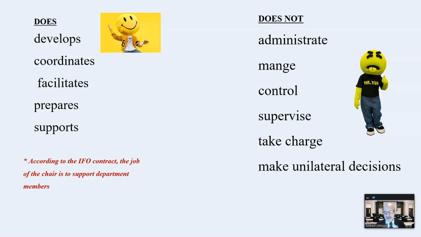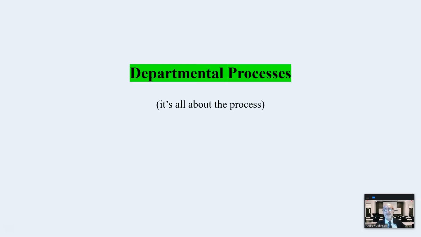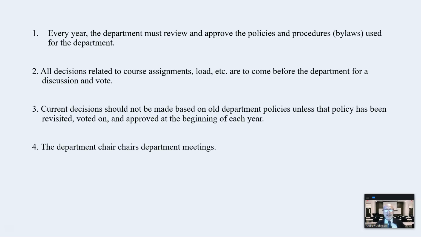So let's talk about department processes. And having a good set of processes in place avoids so many problems, including microaggression, bullying, and harassment. That's the checks and balances that we have. Again, every year, this is not a suggestion, the department must review and approve policies and procedures, bylaws used for the department. And we should see a motion, a second, and a vote on that in your department meeting minutes.